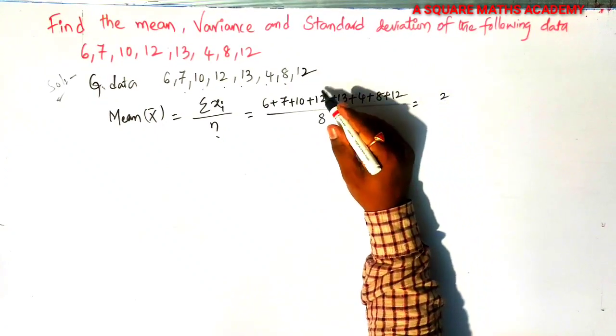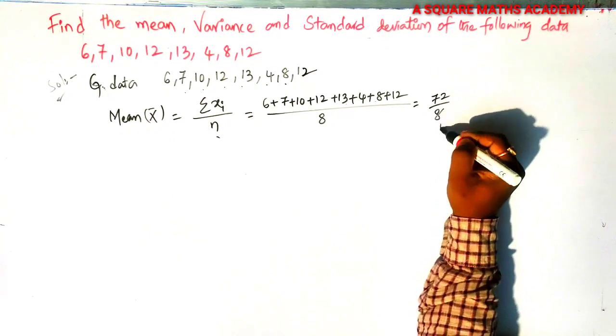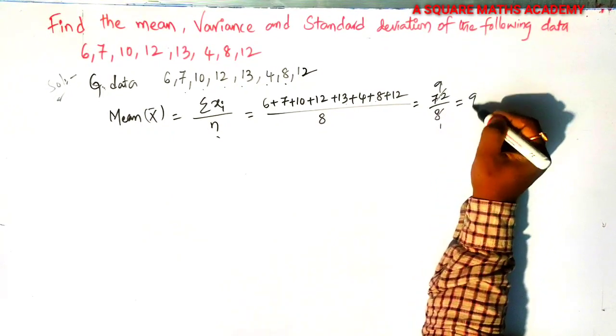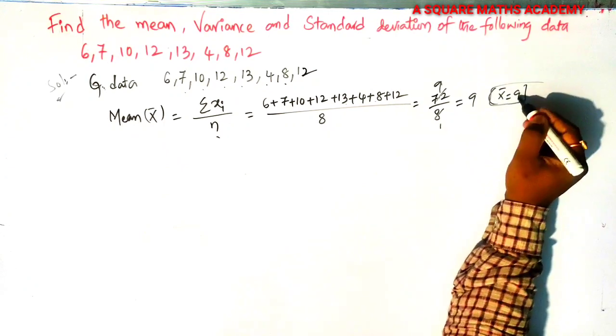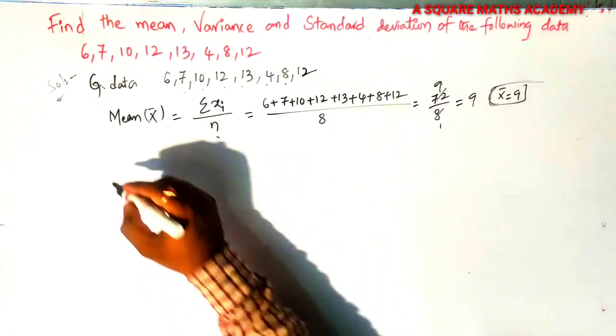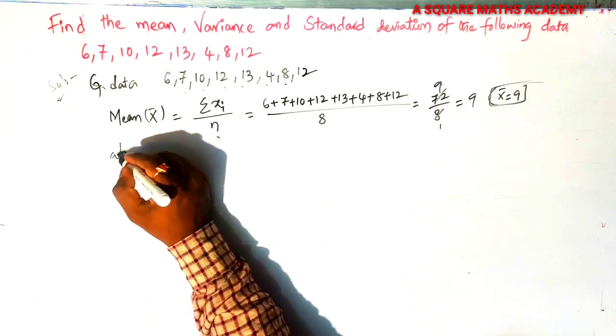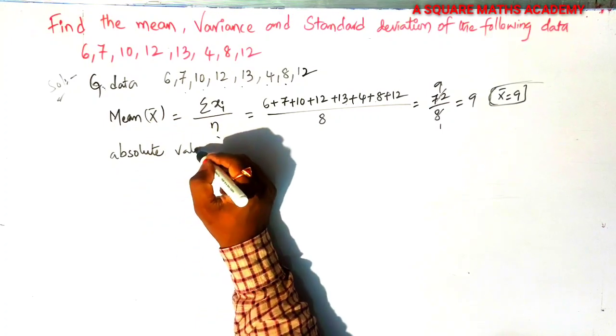4, 5, 6, 7. So 8 ones are 8, 8 nines are 72. So we get here the mean value, x bar equals 9. Okay, mean equals 9 we get here. So now we find out the absolute values. In finding the variance, we first find the absolute values.